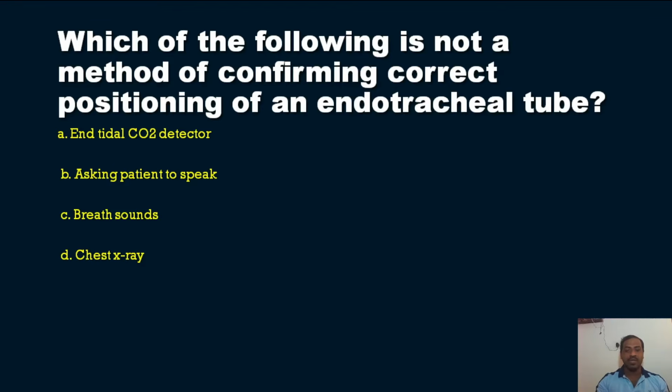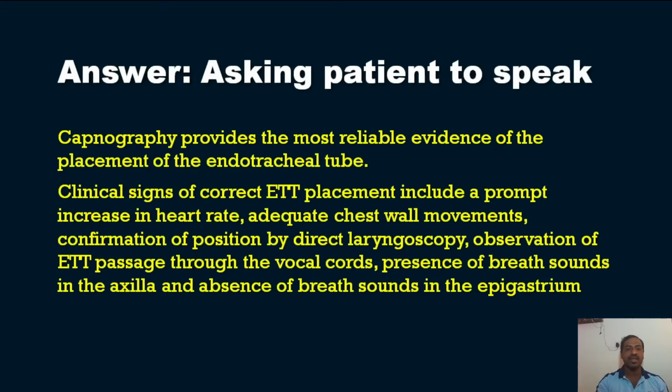So what is the answer? The answer is option B, asking the patient to speak. You know the reason: if a tube is in place, it will be difficult for the patient to speak. Moreover, endotracheal intubation requires general anesthesia to calm or sedate the patient. So checking the patient's ability to speak is not a method of confirming the position of the ETT. We will move on to the other options.